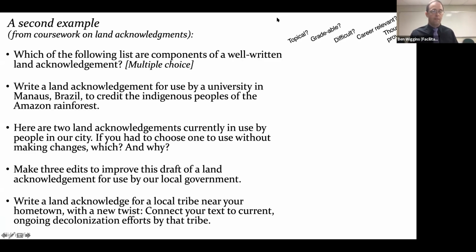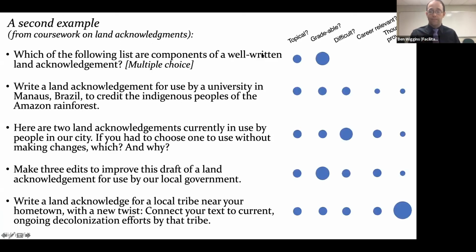Well, here's 5 different examples of ways that you could assess a student's knowledge of how to write a land acknowledgement. And I've got a bunch of dots for you. Take about 20 or 30 seconds, read through these examples, and see if you get where I'm going as we get deeper and deeper into the topic. I will be quiet for 30 seconds.